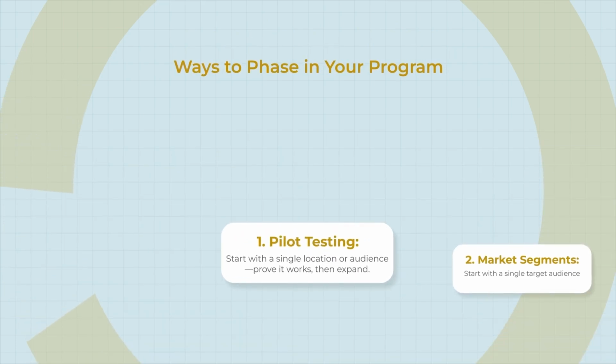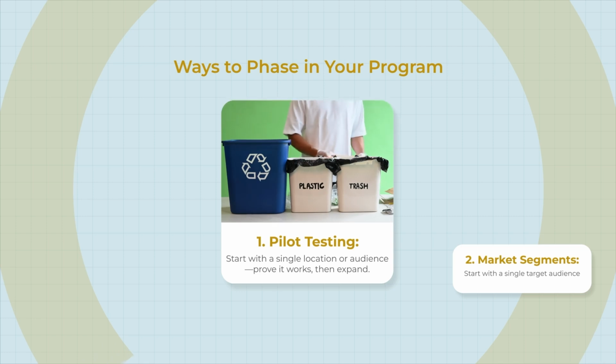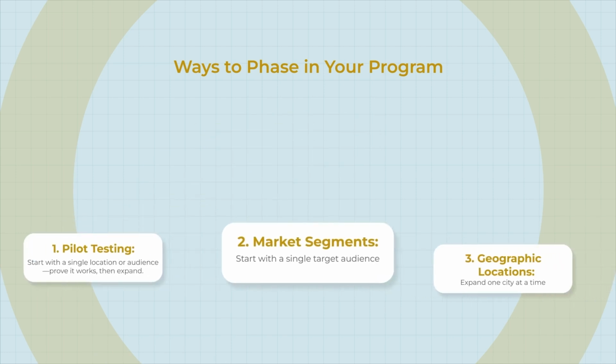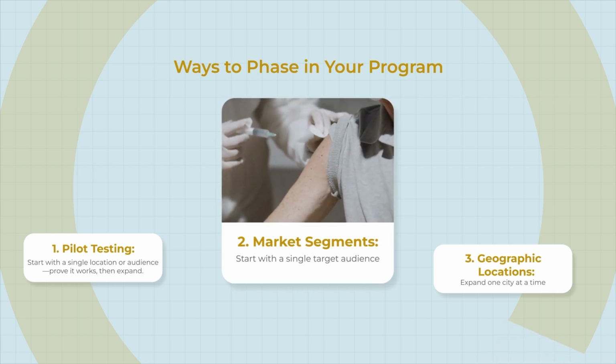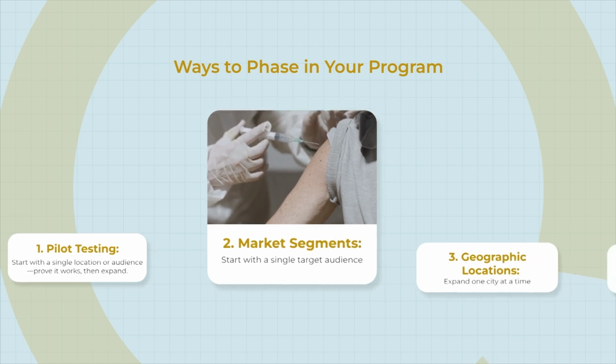1. Pilot testing. Start with one segment or location. If it works, scale up. For example, test a recycling program in one neighborhood before going citywide. 2. Market segments. Launch with one target audience first. For example, promote flu vaccines first to seniors, then to parents of young children.